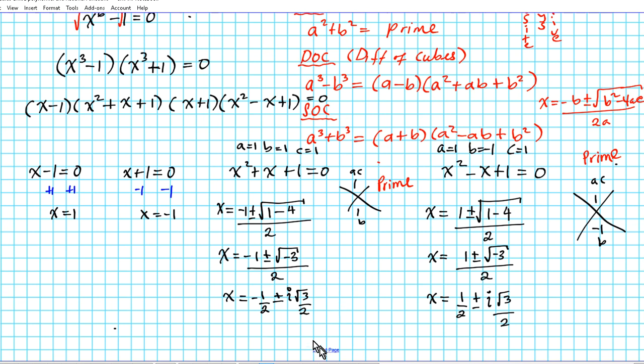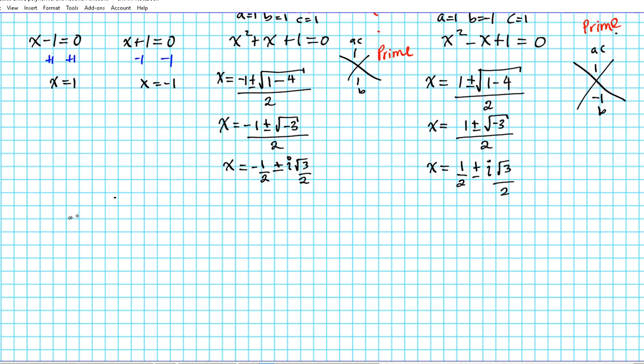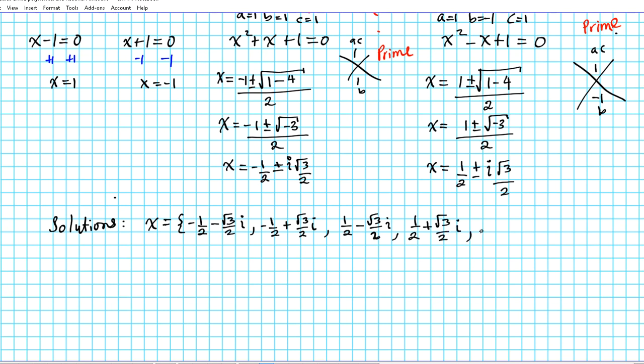Alrighty, let's go ahead and write our answers using set roster notation. So the solutions are: x is going to be, let's do the imaginary roots first, negative 1 over 2 minus root 3 over 2 i, negative 1 over 2 plus root 3 over 2 i, 1 over 2 minus root 3 over 2 i, 1 over 2 plus root 3 over 2 i, negative 1 and 1. Okay, we have 1, 2, 3, 4, 5, 6 complex roots. 4 of them are imaginary, 2 of them are real.